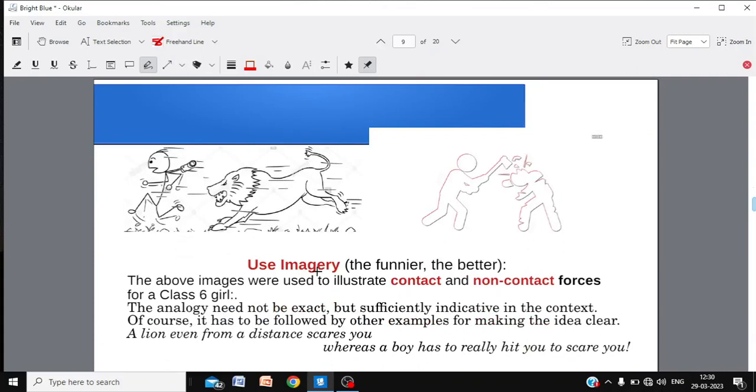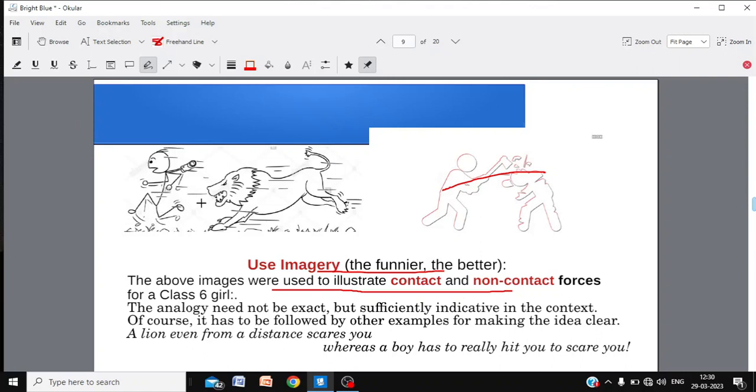Now here use imagery, the funnier the better. It's better if you use the funniest imagery. The above images were used to illustrate contact and non-contact forces. See here, non-contact force. The animal is not even touching the person, but the person is running. A non-contact force, an invisible force, the fear which is causing the person to run. And here you have a contact force. Actually, the person is hitting. Here you have a non-contact force. What is the force making the person run at full speed?